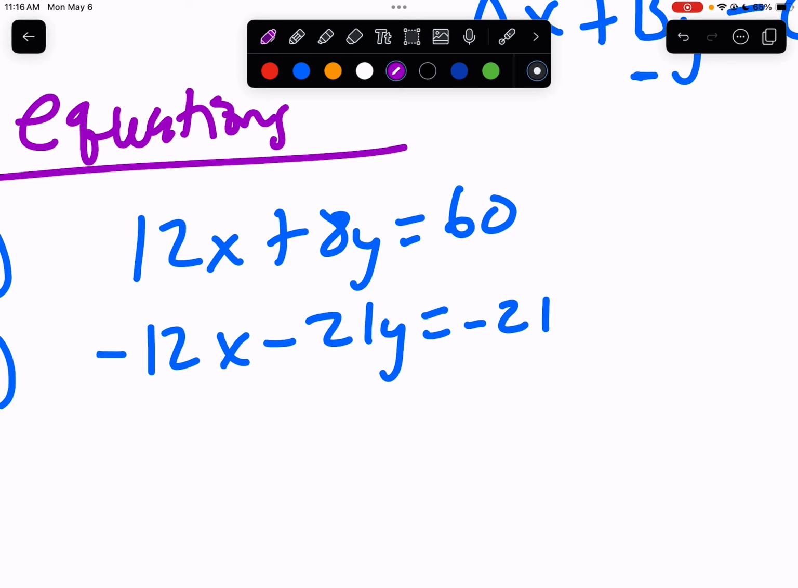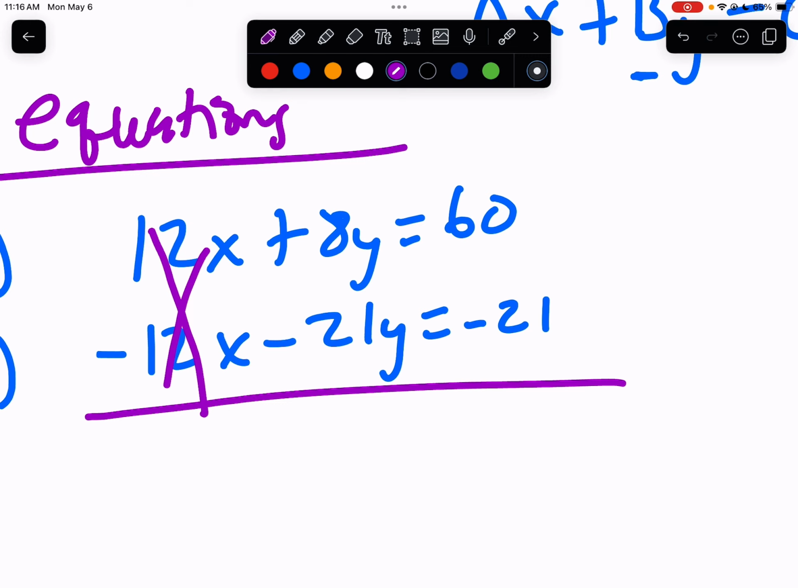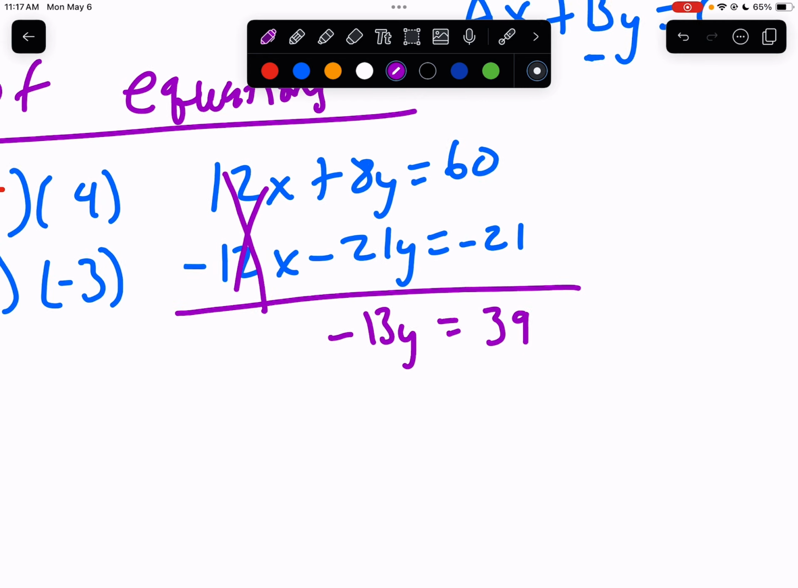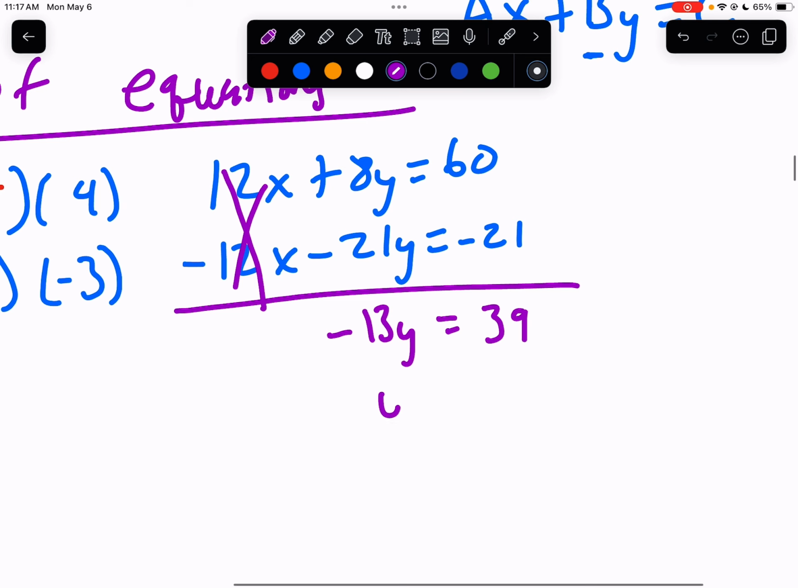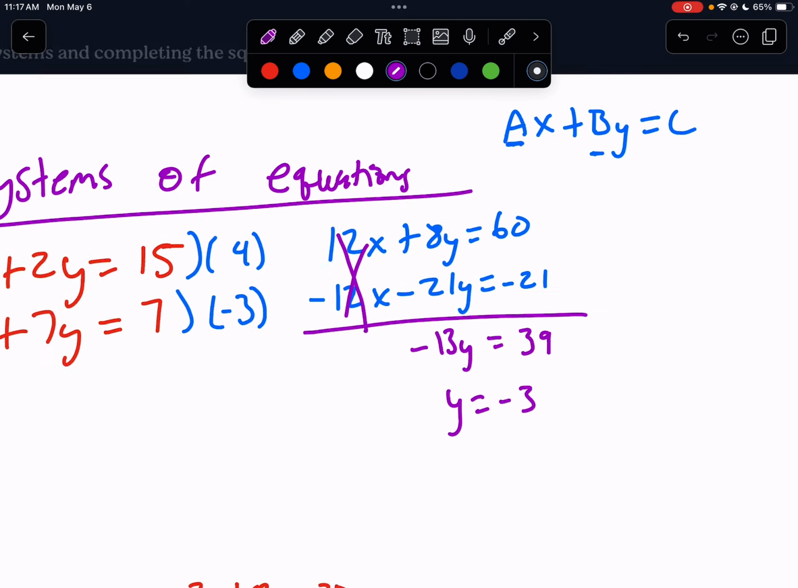And the other property we talked about in the past was that you can add or subtract any two equations and the result will still be true. So I'm going to add these two rows together. And what's going to happen is 12 and negative 12 cancel out. They're gone, 0x. Over here I would get negative 21y and positive 8y, which would be negative 13y. And then 60 and negative 21 would be positive 39. Now it's a much simpler Algebra 1 equation, and we know that y would have to equal negative 3.